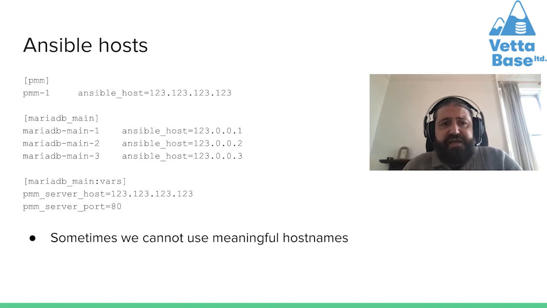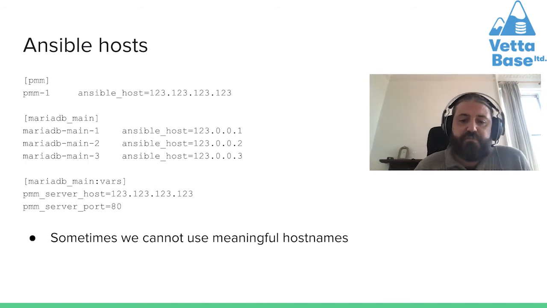You can see here that, okay, maybe I don't have perfect host names, right? Maybe I cannot have a PMM host with PMM-1 as a host name. So I can actually use an IP in the inventory, but I still define PMM-1 as an alias. Okay.